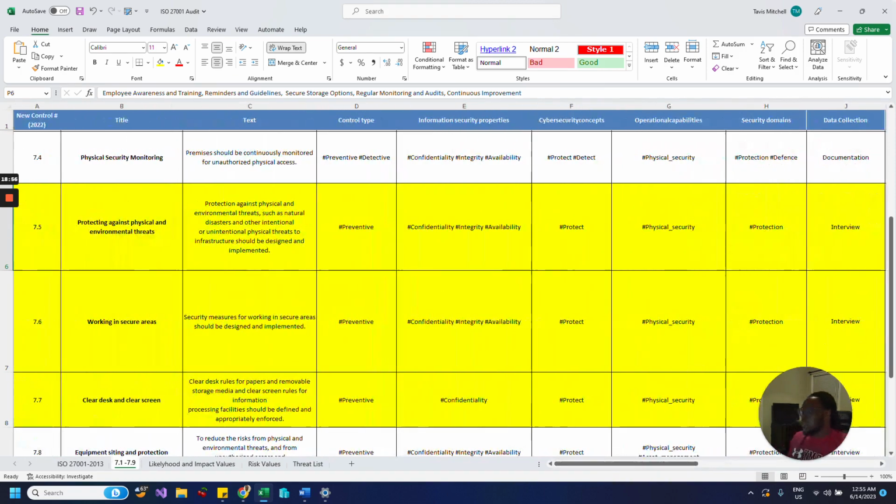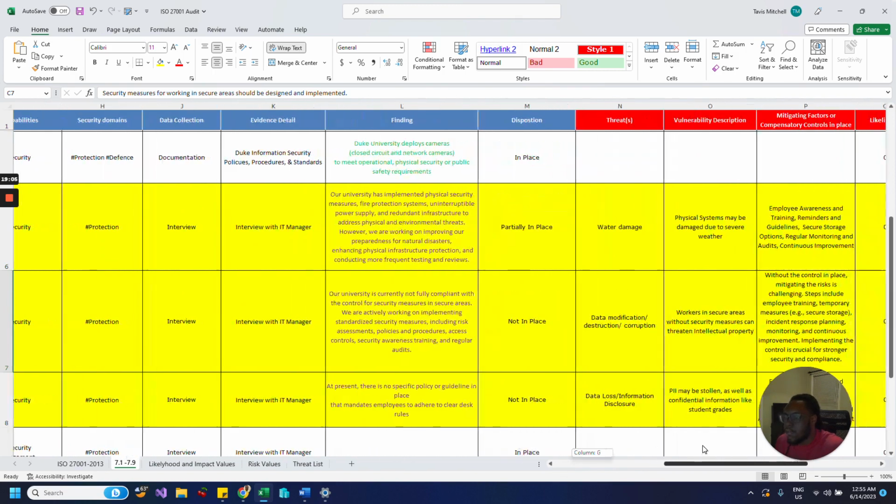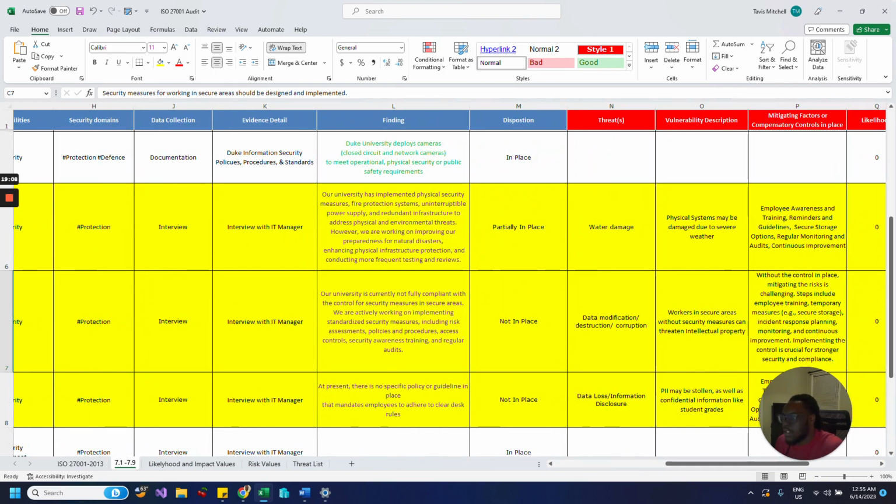Okay, the next one. Working in a secure area. Security measures for working in secure areas should be designated and implemented. All right, then we're not complying with that. Our university is currently not fully compliant with the control for security measures in secure areas. We are actively working on implementing standardized security measures, including risk assessments, policies and procedures, access control, security awareness training, and regular audits. So, it is not in place.